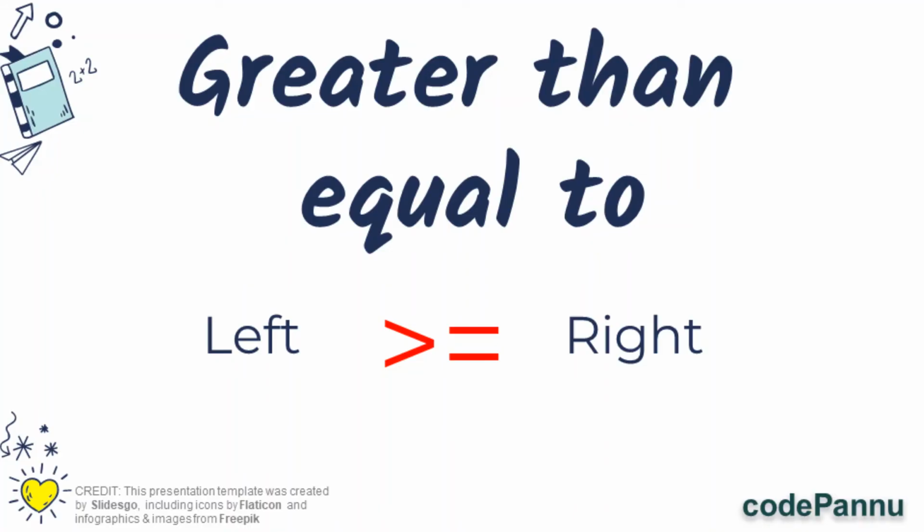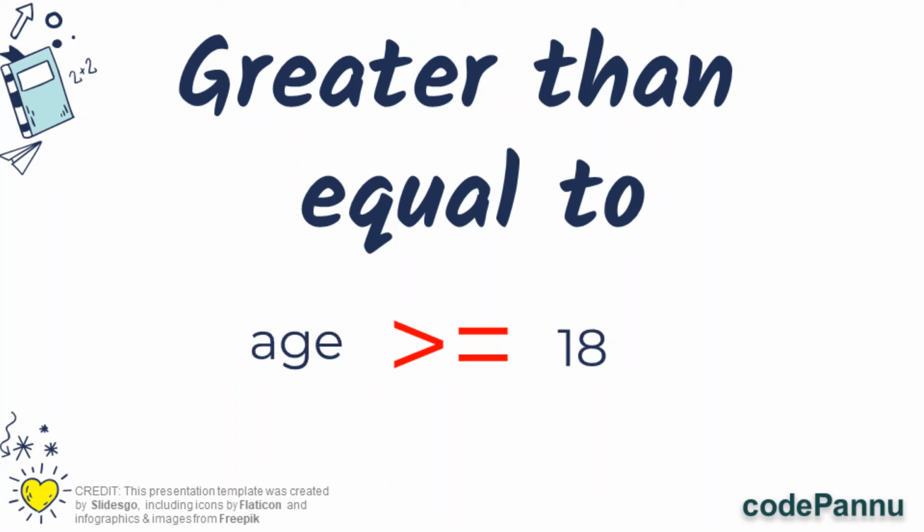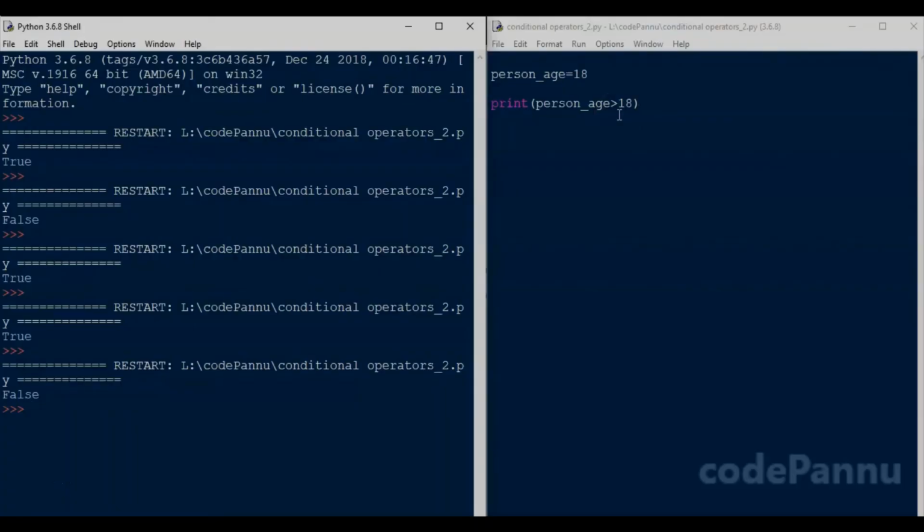We have something called greater than equal to. So the special characters are the greater than symbol, and after that you put the equal to symbol without any space in between. When we add this, it will take all the values which are equal to 18 and greater than 18. So now if we add this condition to our code and test it, the output will be true.